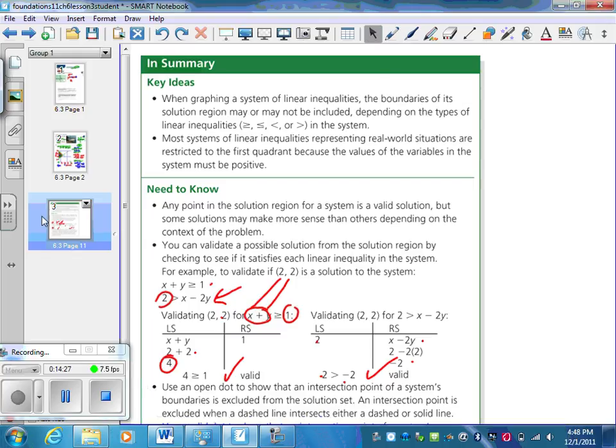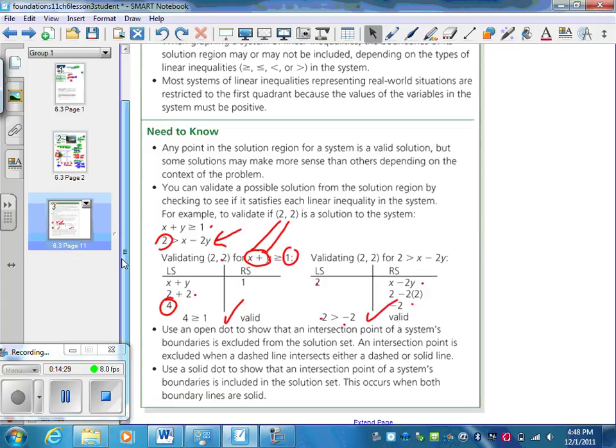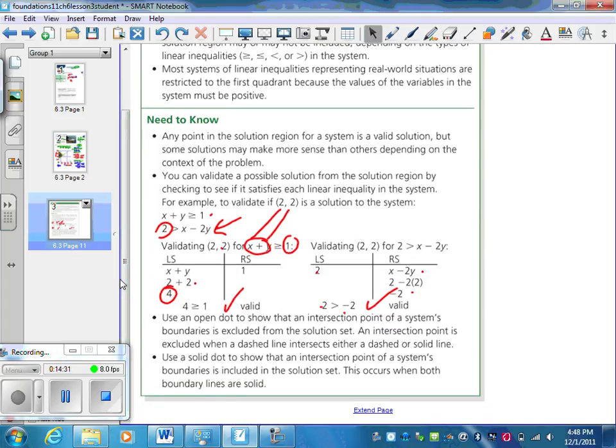We use an open dot to show that an intersection of points on a system's boundary is excluded from the solution set. An intersection point is excluded when a dashed line intersects either a dashed or solid. Use a solid dot to show that the intersection is included. This occurs when they're both solid. So there's examples of this on page 316. It might be valuable. Make a note that that's on 316.